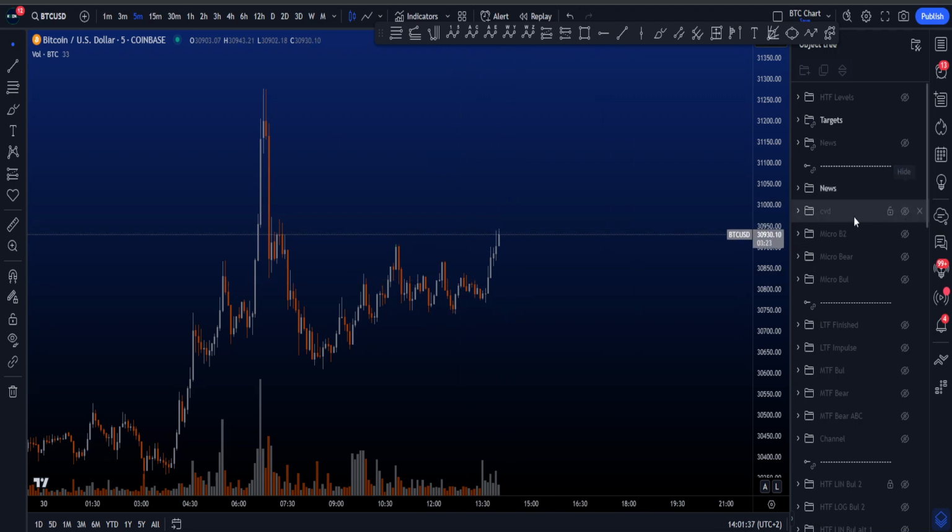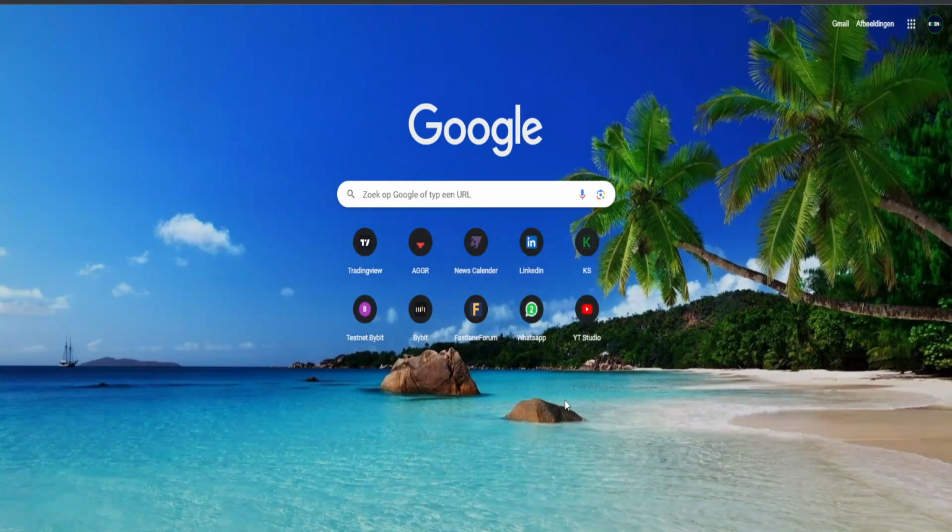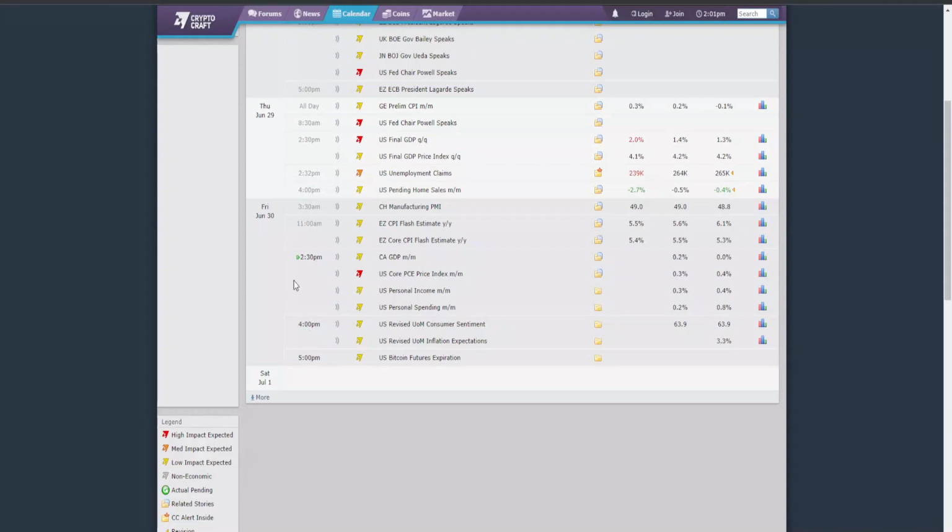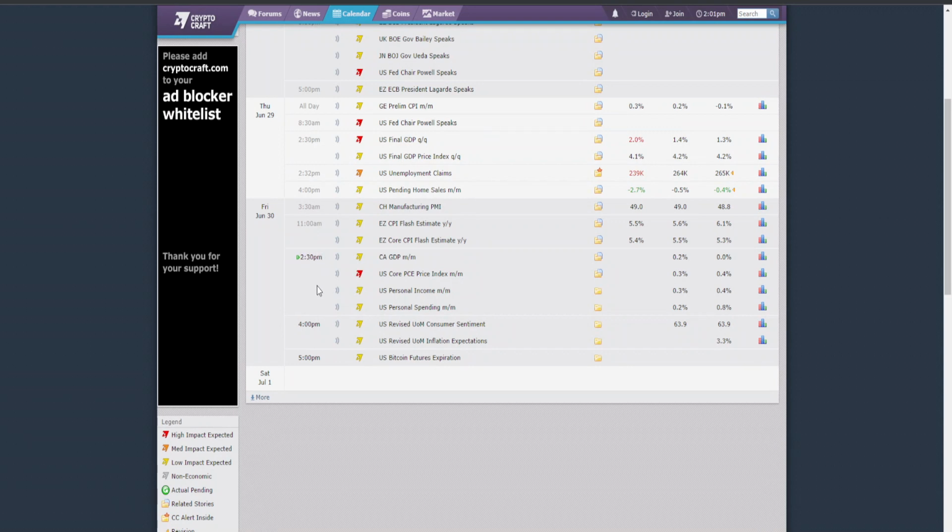Then finally, we do have news coming, and we have news coming at 2:30 p.m. Central European time. So make sure that at 2:30 Central European time, you're going to be trading safe because there might be some volatility kicking in.